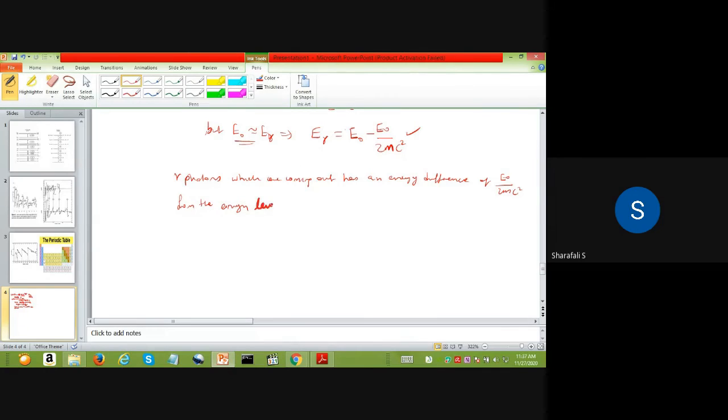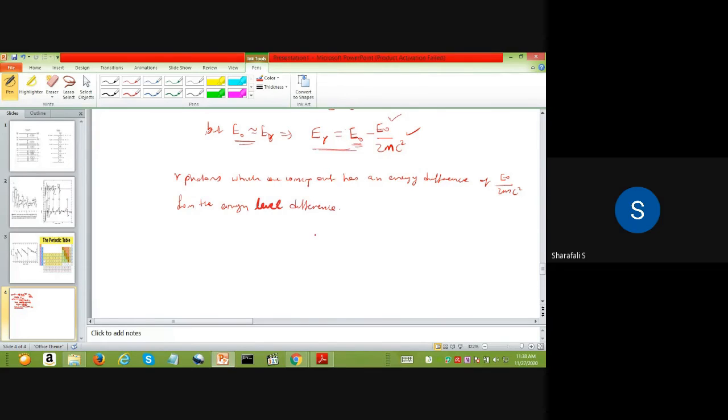That energy level difference is nothing but the excited energy state minus the ground state energy. So that is why this equation is given by E gamma equal to E0 minus E0 by 2mc square. So from that energy difference, it differs by this much of an amount, E0 by 2mc square.